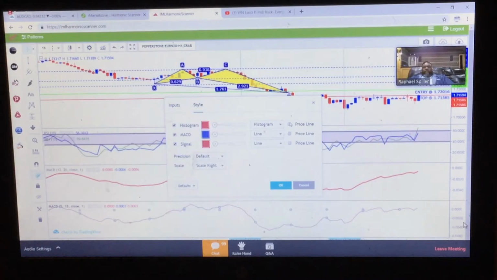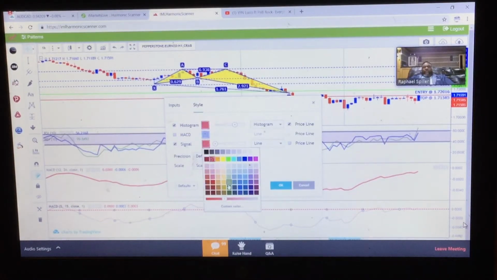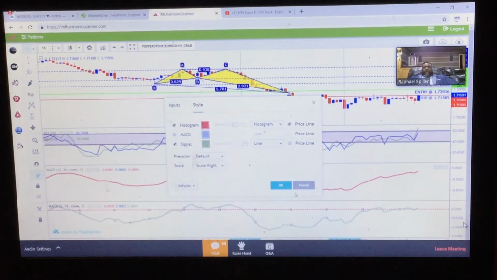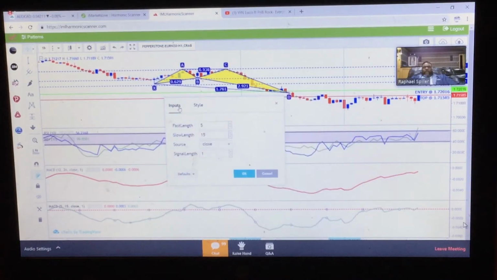You're going to click the price line on that MACD. Leave it red. You can thicken it if that's what you want. You want to unclick the MACD, leave the signal line, and turn it green. This is what you want it to look like, just like this. So the inputs are 5, 15, 1.